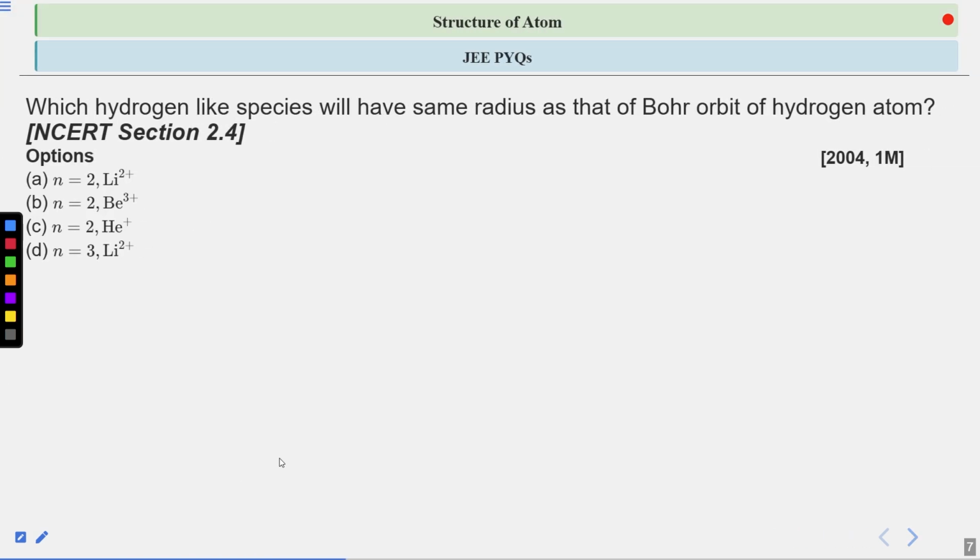Then moving on to our next question. Which hydrogen-like species will have the same radius as that of the Bohr orbit of hydrogen atom? This is from the NCERT section 2.4. Four options are here: second orbit of lithium 2 plus, second orbit of beryllium 3 plus, second orbit of helium plus, and third orbit of lithium 2 plus. So your time to solve this question starts now.